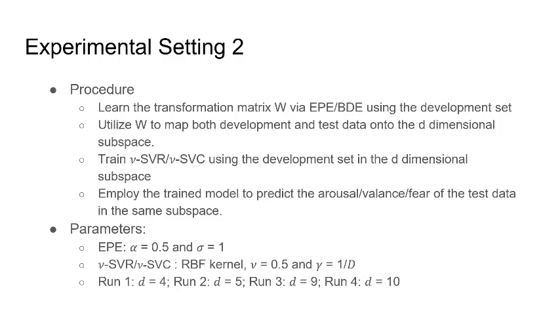We have submitted 4 runs for each task. The only difference is the dimensionality of the subspace in each run. It is 4, 5, 9, and 10 for run 1, run 2, run 3, and run 4, respectively.